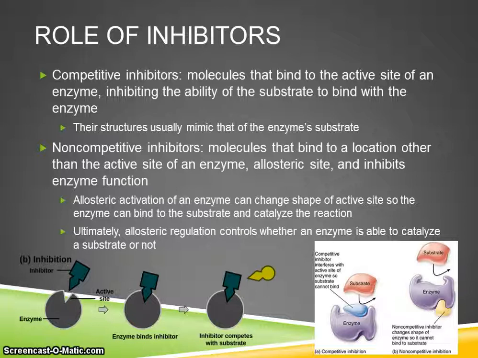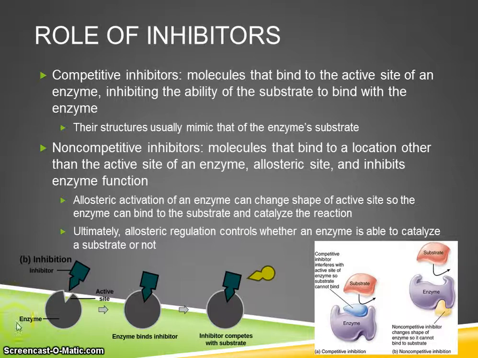Allosteric activation of an enzyme can change the shape of an active site so that the enzyme can bind to the substrate and catalyze the reaction. So that is called allosteric activation, which is a positive effect, but allosteric inhibitors produce a negative effect so that they inhibit the binding of the substrate to the active site. So ultimately, allosteric regulation controls whether an enzyme is able to catalyze a substrate or not.